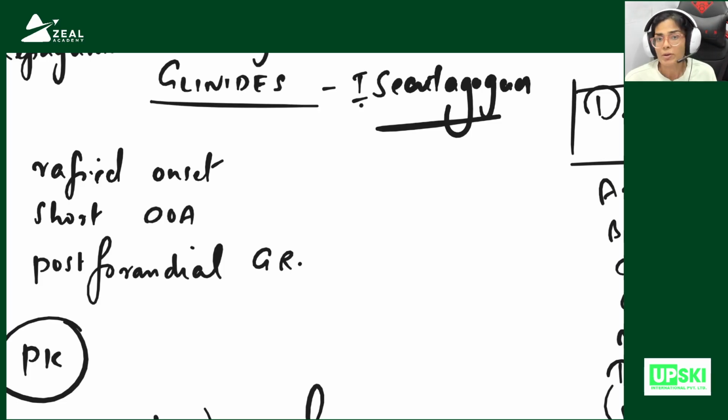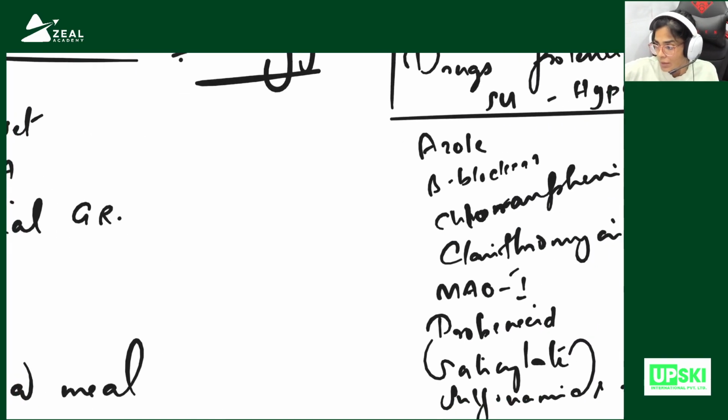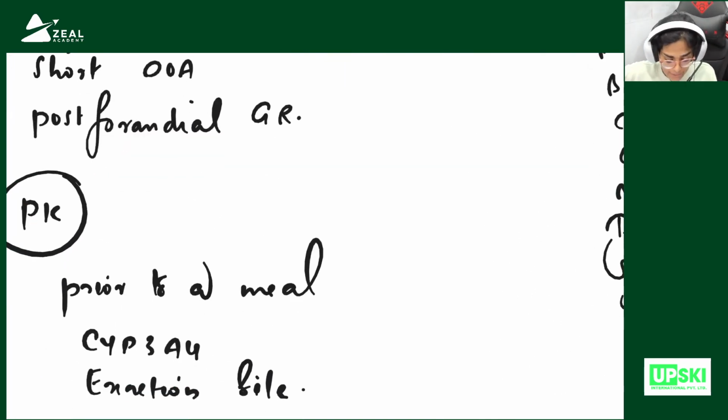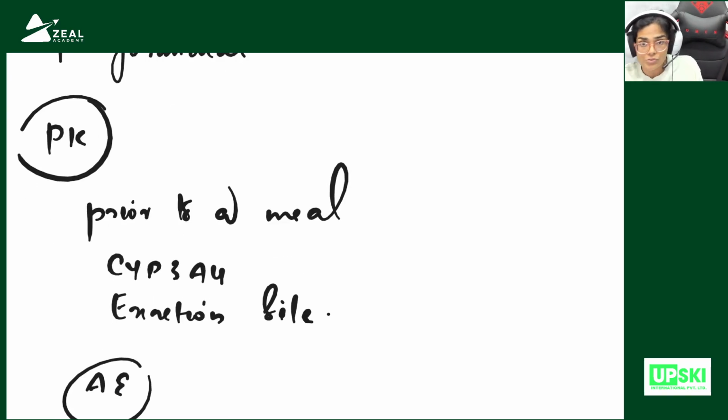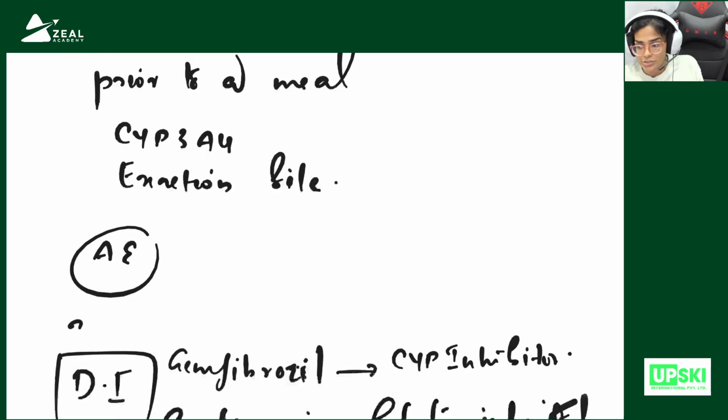Okay, they have a rapid onset of action and short duration of action, and they have to be taken just before food because they are postprandial glucose regulators. Postprandial glucose regulators means they regulate the glucose after eating, after food intake. Now, pharmacokinetics: this has to be given prior to a meal. Metabolism happens through the CYP3A4 enzyme and excretion is through bile.